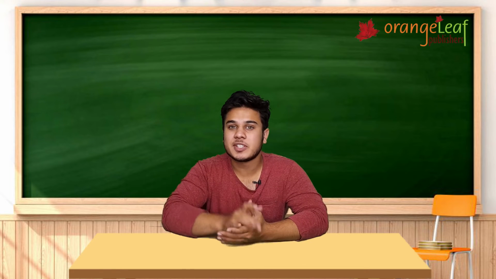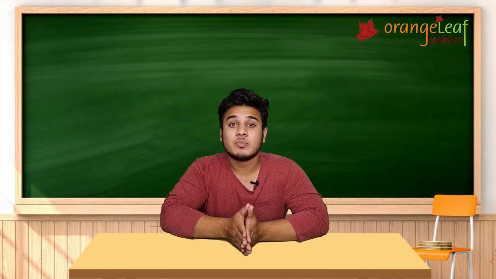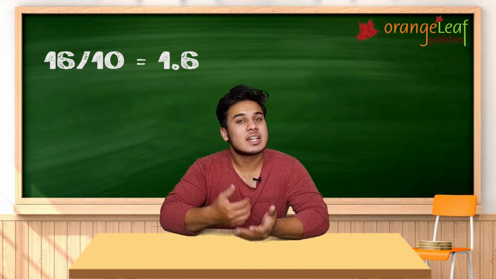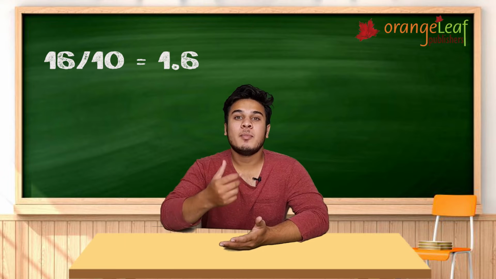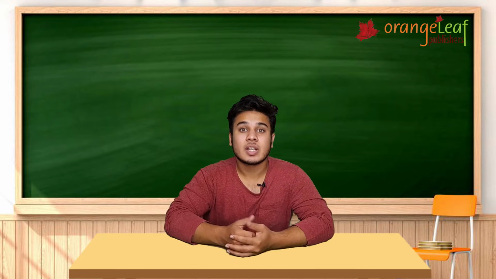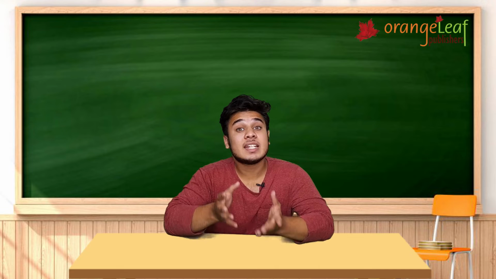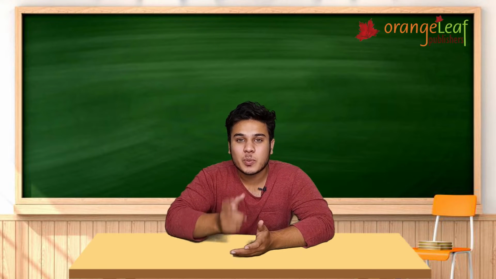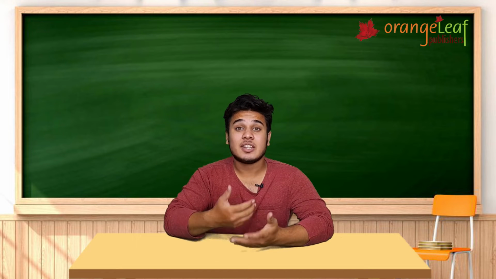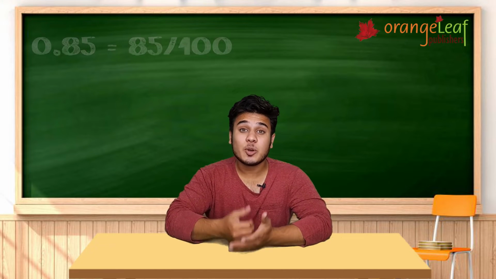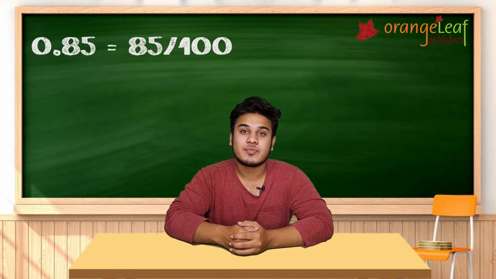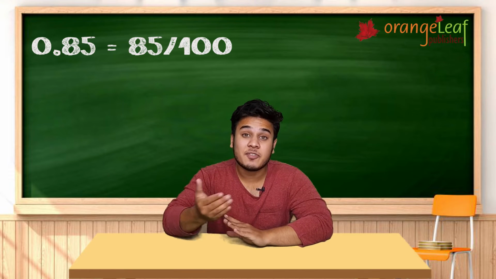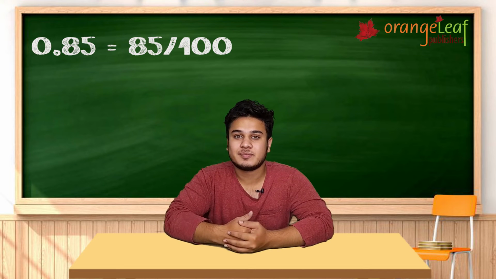Now, we need to write the following fractions as decimals. Let me help you out with the first question. So, the first question is 16 by 10, which in decimal form is 1.6. We now need to write the following decimal numbers as fractions. So let me help you out with the first question. The first question is 0.85, which in the fraction form is 85 by 100.